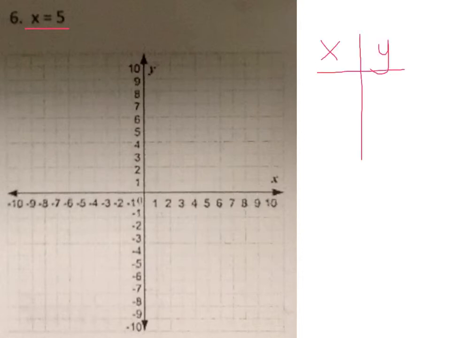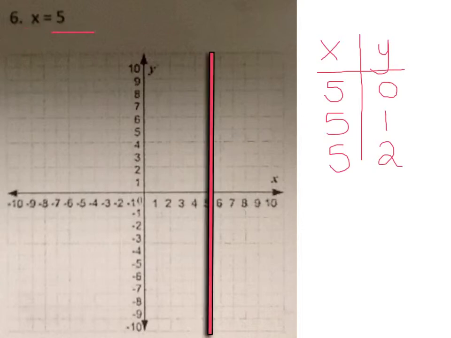This time, I will start with the y values. When y equals 0, x equals 5. When y equals 1, x equals 5. Hold on. When y equals 2, x equals 5. So no matter what y is, x is 5. We have a vertical line at 5. The rest of the graphing problems are part of your homework.